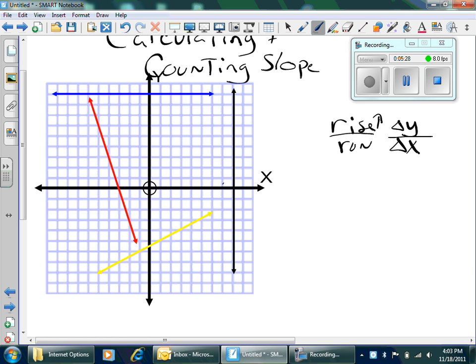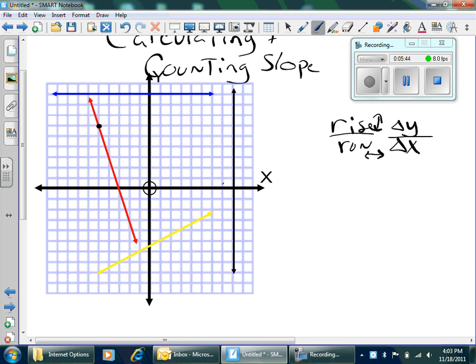The rise is your vertical movement, the y's rise to the top. The run is your horizontal movement, okay? All right, the x's run along the bottom, y's rise to the top, and x's run along the bottom. Now, to count slope on a graph, I'm going to do the red line first.